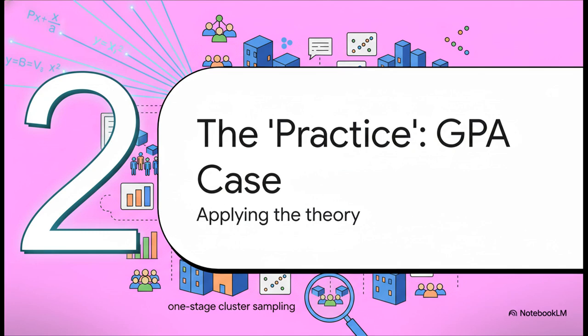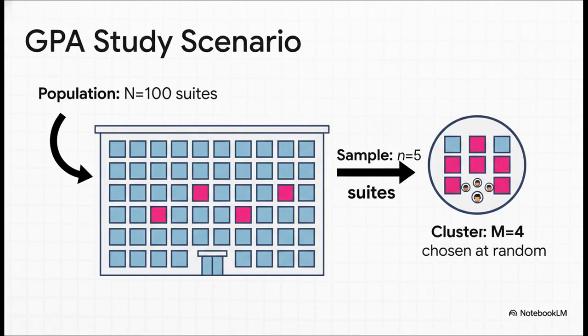Okay, that's enough theory and abstract formulas for a minute. Let's make this feel real. The best way to see how these pieces actually click together is to just walk through a practical example. So picture this. A student wants to figure out the average GPA in their dorm. Now, getting a full list of every single student to do a simple random sample, that's a huge pain. But they know the dorm has 100 suites, and every suite has exactly 4 students. So they just randomly pick 5 suites and survey every single person inside those 5.